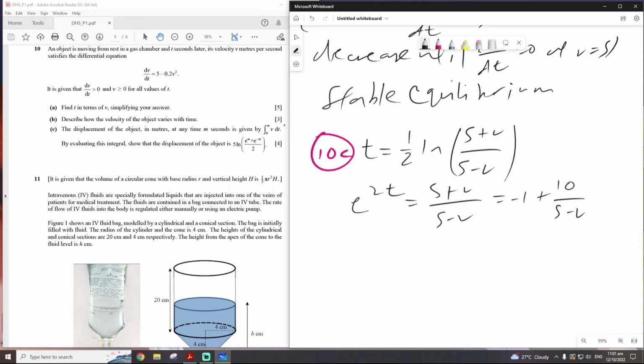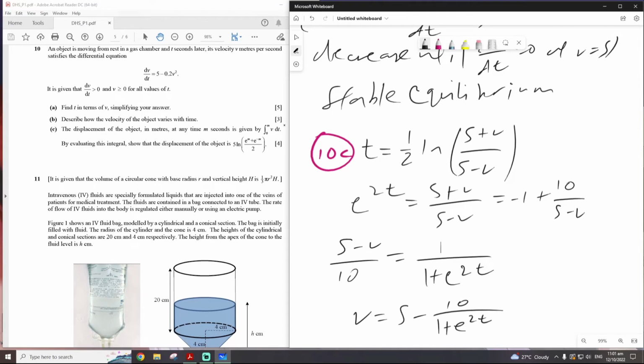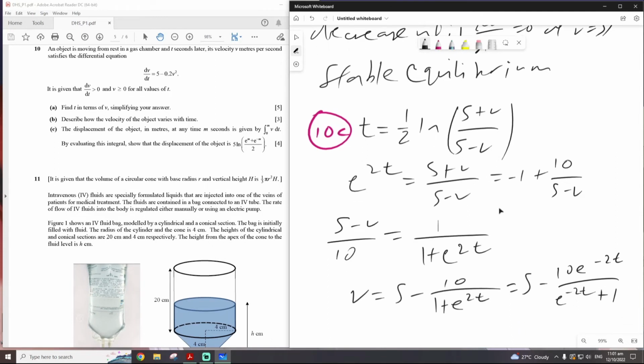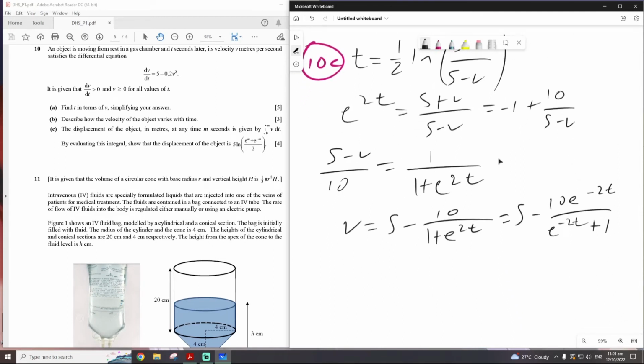So we get (5 minus v) divided by 10 equals, so we bring the 1 over and then take the reciprocal, so 1 over 1 plus e power 2t, and then from here we make v the subject. So v is 5 minus 10 over 1 plus e power 2t, and in fact I shall rewrite this as 5 minus 10 e power negative 2t over e power negative 2t plus 1. I multiply the top and bottom by e power negative 2t, and that is because I will be integrating this later.